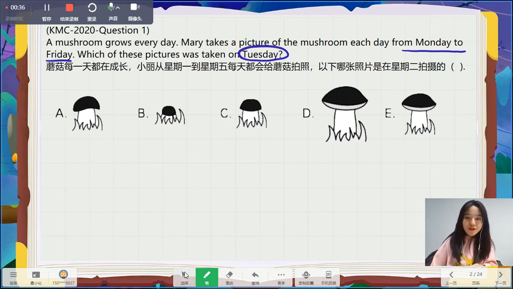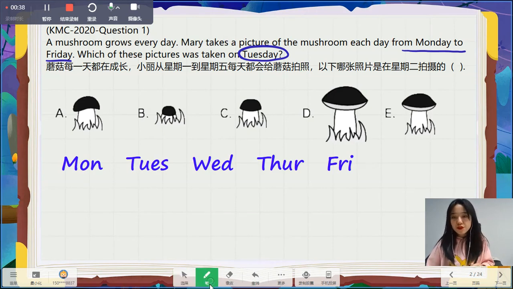Okay, so in the 5 days, let's know one thing first. From Monday to Friday, the mushroom will become larger and larger, higher and higher. Will the mushroom become smaller in one day suddenly? Will that happen? No way, so it will only grow up. So let's see which is the smallest one. Let's compare their size. You can compare the height. You can compare the width. Okay, so the smallest one is our B. Option B must be taken on Monday.